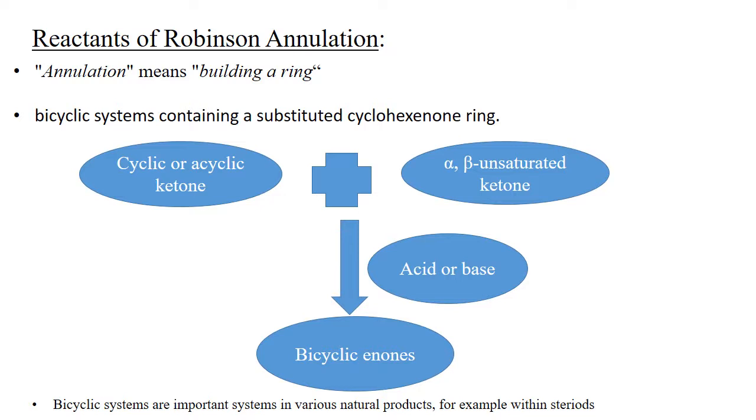Bicyclic systems are important systems, and these bicyclic systems are a part of various natural products. For example, these bicyclic systems are present within the steroids.